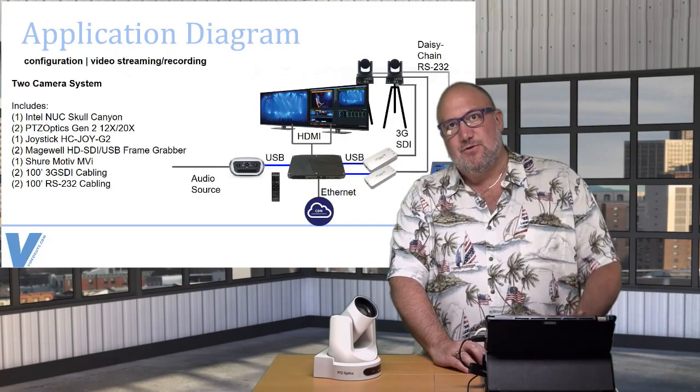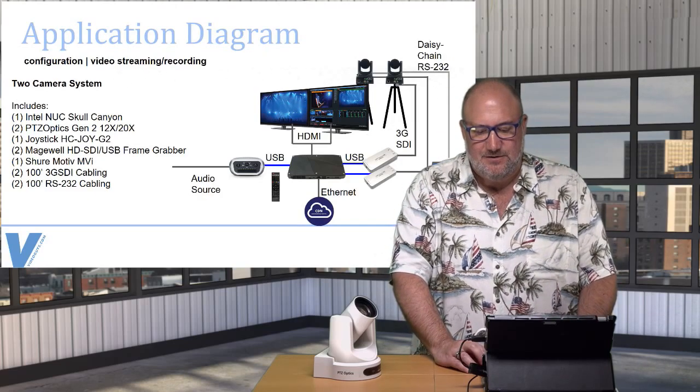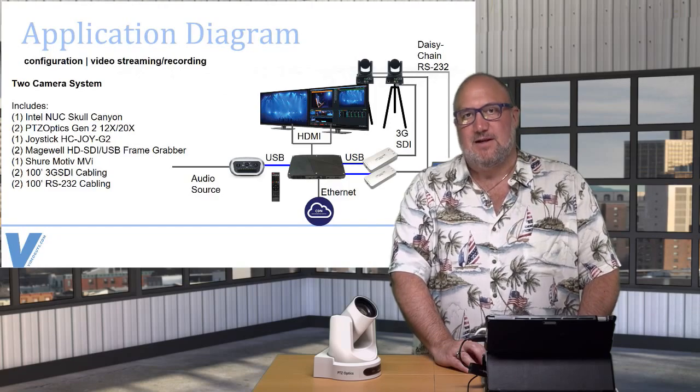Now we'll show you a solution where they've added a second camera. There you go. So you see them daisy chain. We've also got a second capture card.